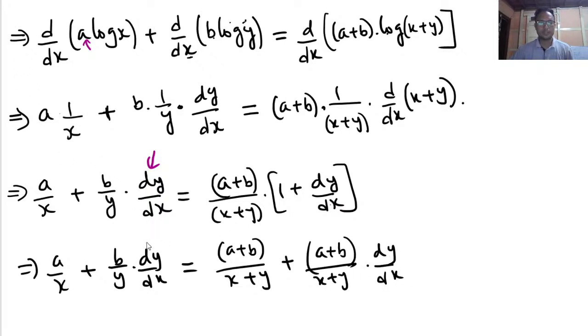Now we try to combine these two terms, the terms involving dy by dx on one side and the other terms on the right hand side. So basically we transfer this on the left hand side and this on the right hand side.